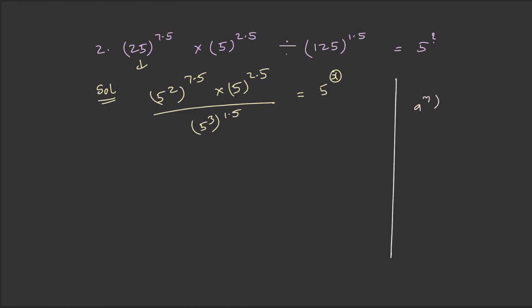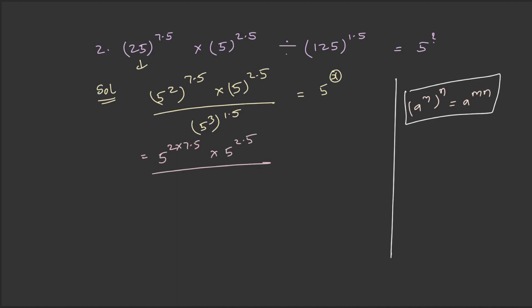Now a power m whole power n is equal to a power mn. This is the law which we frequently use in this concept. Therefore, 5 power 2 into 7.5 into 5 power 2.5 by 5 power 3 into 1.5, which is equal to 5 power x. Therefore, 5 power 15 into 5 power 2.5 by 5 power 4.5 is equal to 5 power x. Now let's use another two laws.